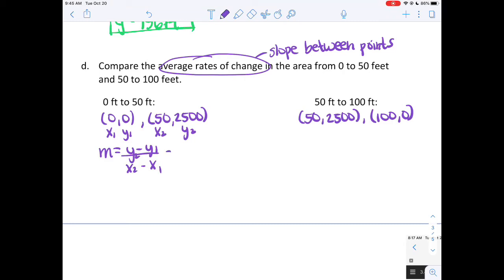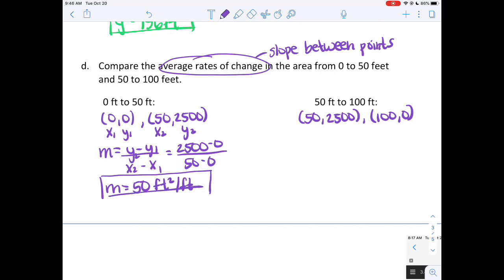And so I have 2500 minus 0 divided by 50 minus 0. That gives me an m value of 50. And the units on this, remember that we had feet squared for our area and feet for our length. So feet squared per foot.